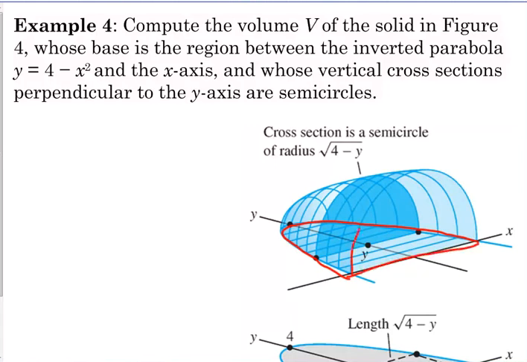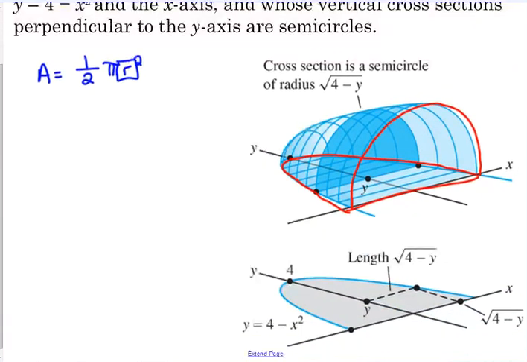And then these are our semicircles. They're perpendicular to the y-axis, and they're semicircles. So if we're talking about a semicircle, we need the area for the semicircle. The area of the semicircle is half the area of a circle, so 1/2 pi r squared. We need our representation for our radius. Okay, and look, they give that to us in the picture below that.